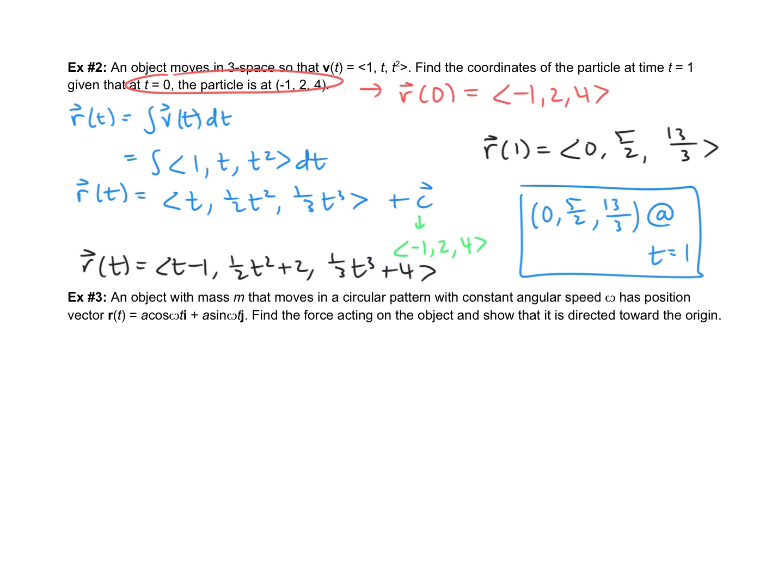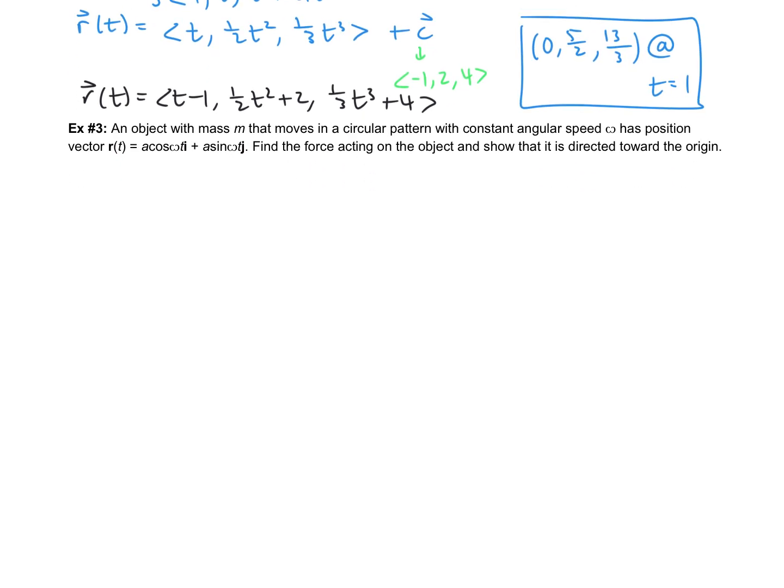We're going to do one example that is a little more conceptual, and then we're going to move on. An object with mass m that moves in a circular pattern with constant angular speed omega has position vector, right here. Find the force acting on the object and show that it is directed towards the origin.